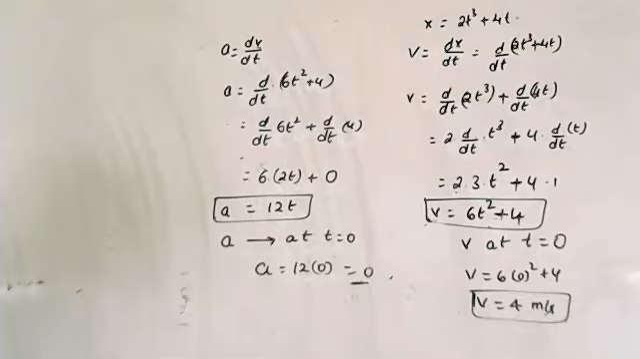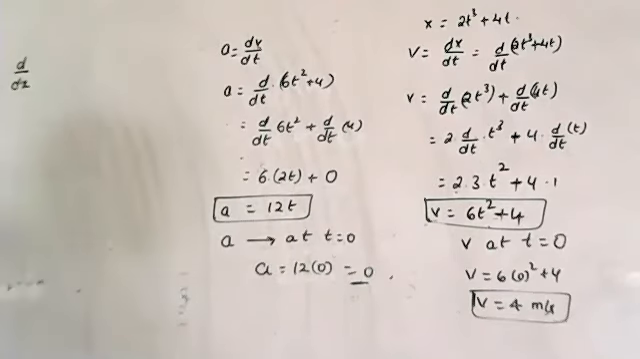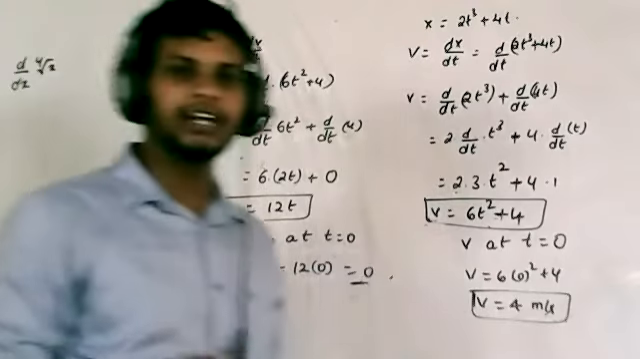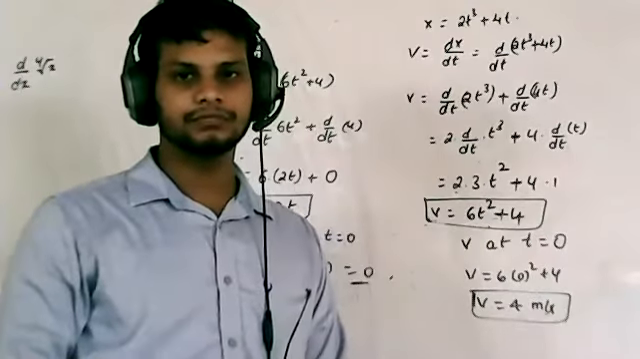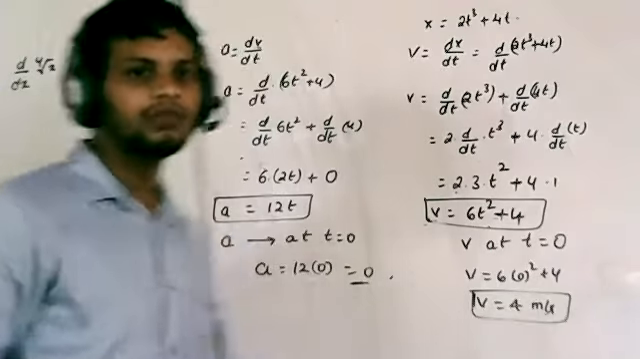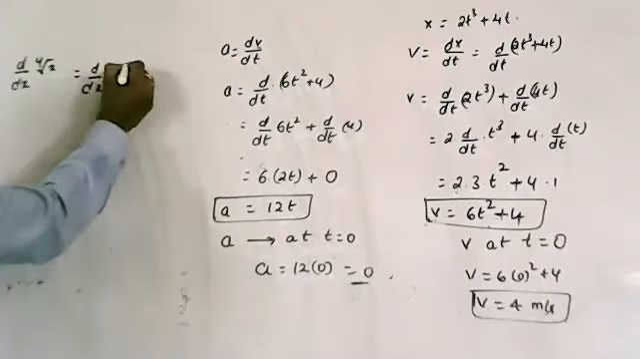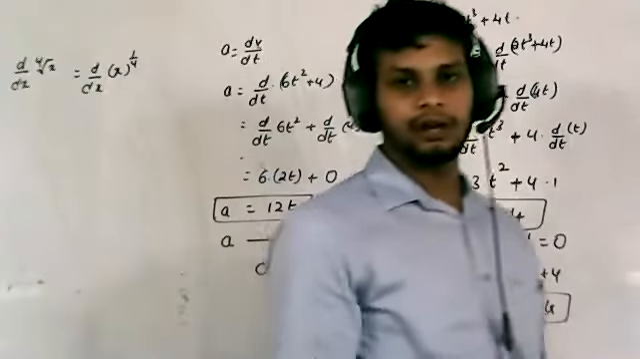Now the next problem is very simple. d by dx of the 4th root of x. Do we have a formula for d by dx of the 4th root x? No. So what we have to do is this. I will take this as d by dx of x power 1 by 4. Now we have the formula, right?